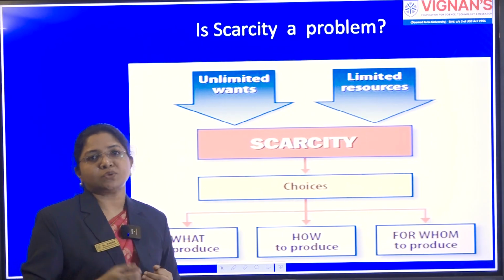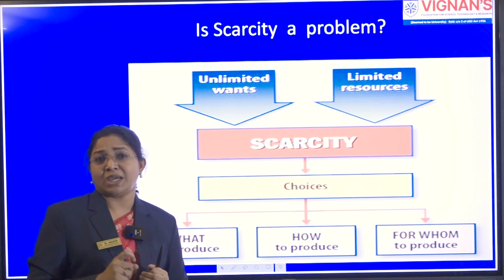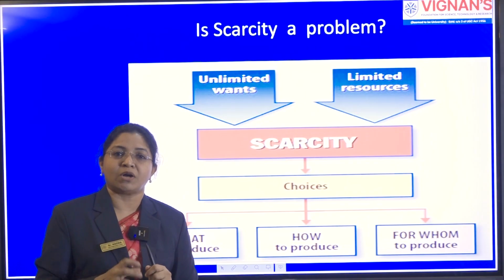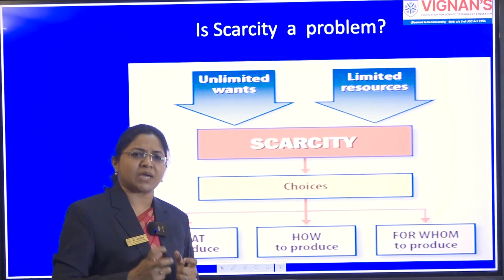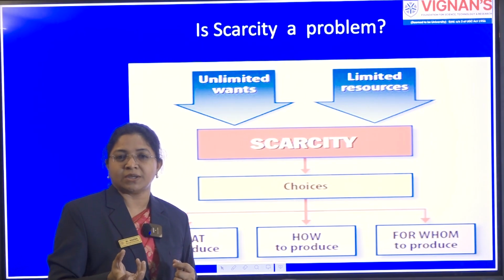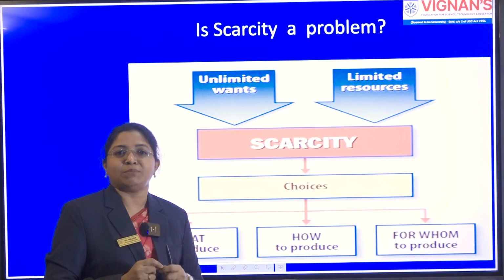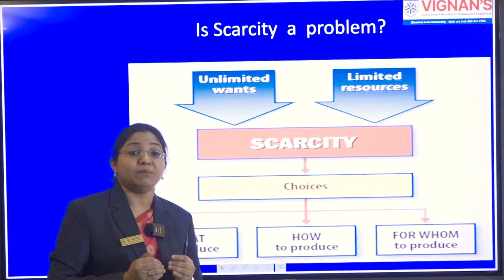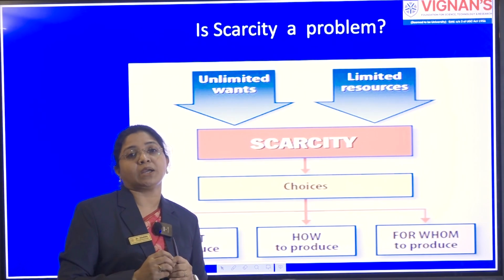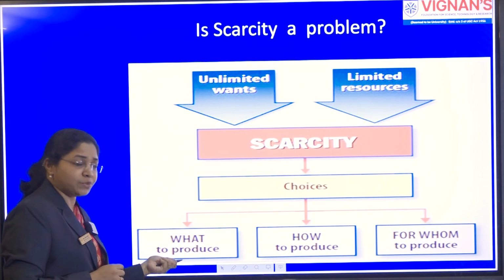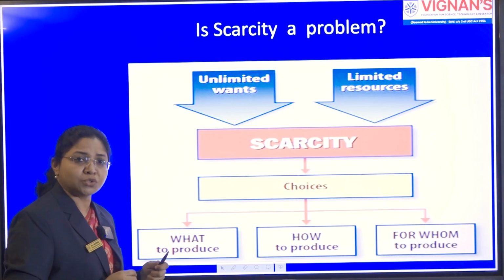For example, if a student has 1000 rupees as pocket money, he has to choose between buying a new pair of shoes or a good book or a couple of books. Not just a student, not just a teacher, even the richest man on earth has this basic problem of scarcity. Even people like Elon Musk have unlimited wants, but have to be satisfied with limited resources. That is the basic economic problem, or the central problems of economics. Out of choices, we have what to produce, how to produce, and for whom to produce.